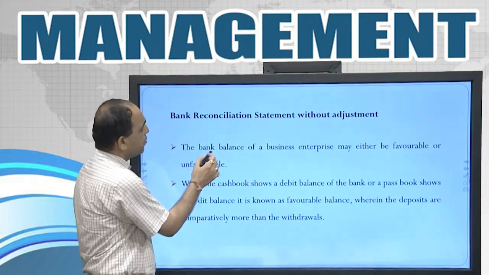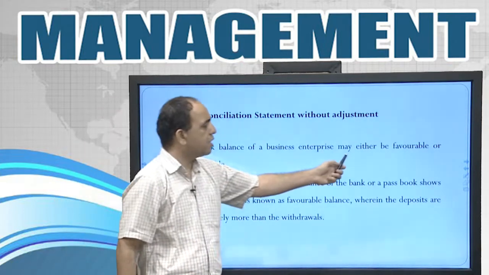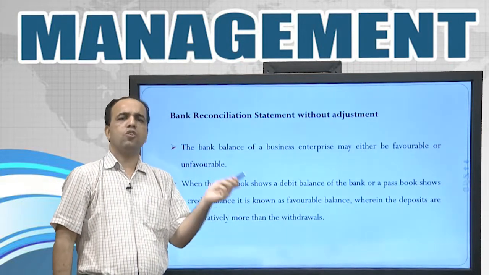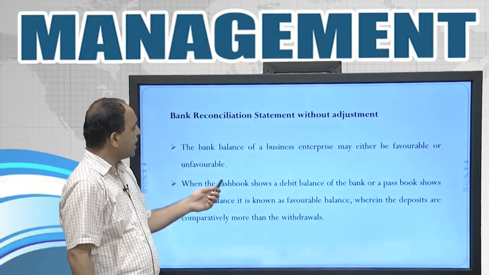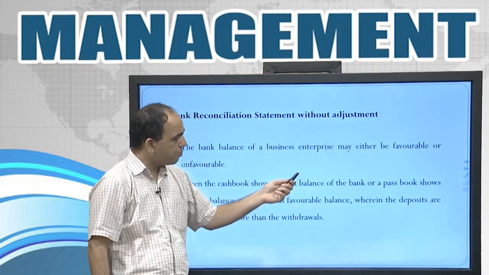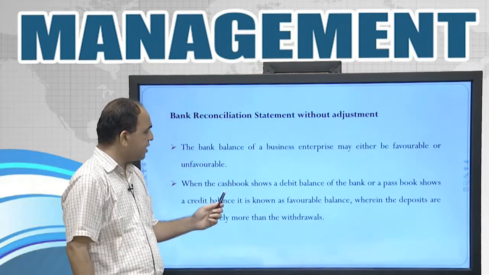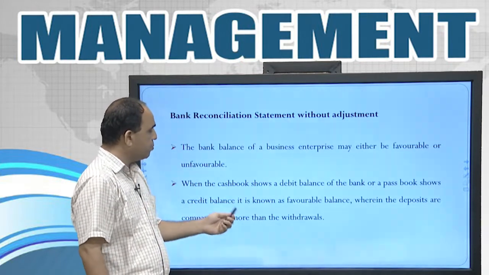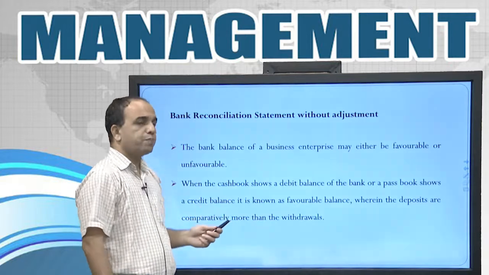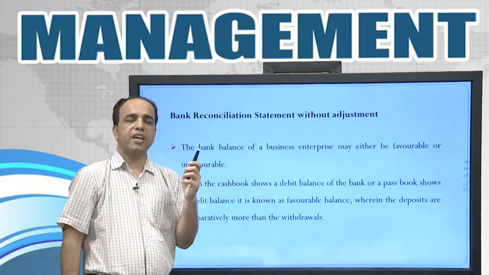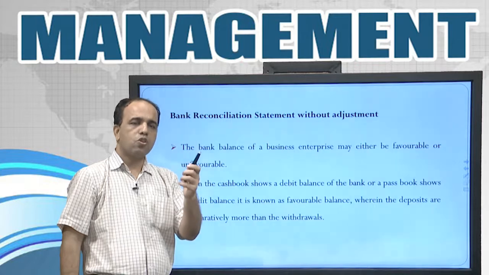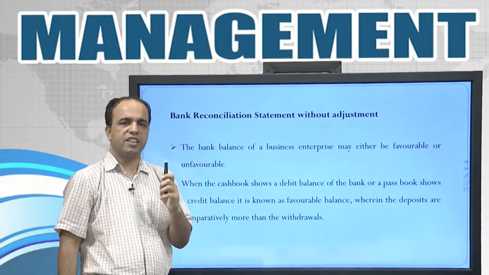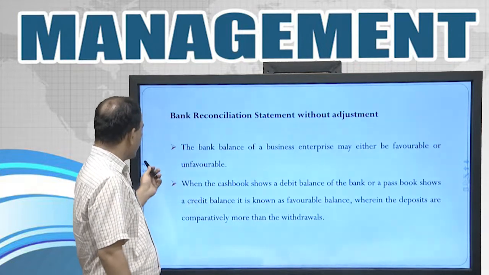Friends, the bank balance of a business enterprise may either be favorable or unfavorable. Favorable or unfavorable means debit or credit. When the cash book shows a debit balance of the bank or the passbook shows a credit balance, it is known as a favorable balance, wherein the deposits are comparatively more than the withdrawals. As per the cash book, if the bank column has a debit side total that is more, it is called a debit balance, which shows a favorable balance.